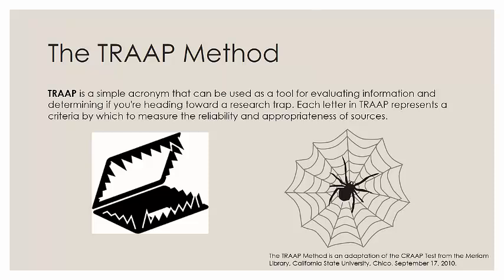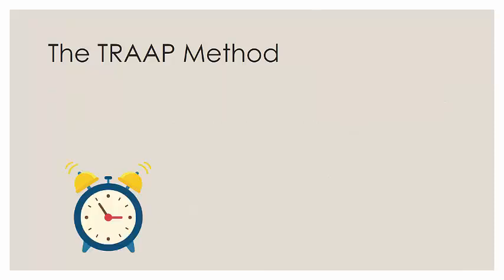All right, so again, the TRAAP method is just a simple acronym. It's going to be made up of 5 different words that should help you think about how to evaluate your sources, what questions to ask, and how to think critically about information. All right, so to start with, the T in TRAAP stands for timeliness.